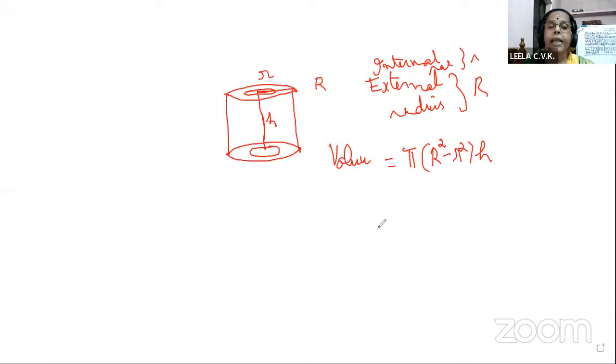Now, curved surface area. We have seen what the curved surface area was: base perimeter into height, isn't it? It was 2 pi r into h. In the case of cylinder, we have seen 2 pi r into h.